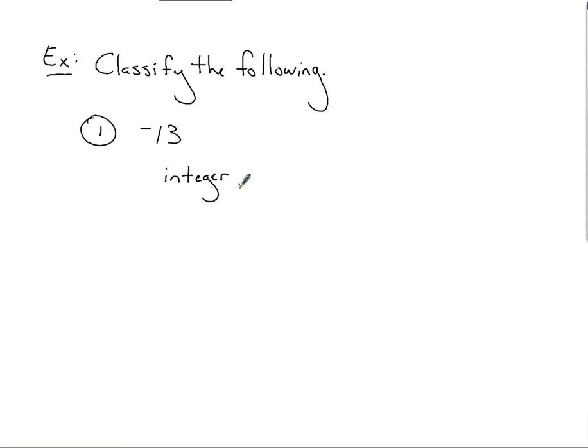Next is digits. Is that a digit? No. Right? Digits are 0, 1, 2, 3, all the way up to 9. We didn't talk about this, but is it even? Even means it has to be divisible by 2, right? Evenly divisible by 2, so this is not. It's not positive, but it is negative.